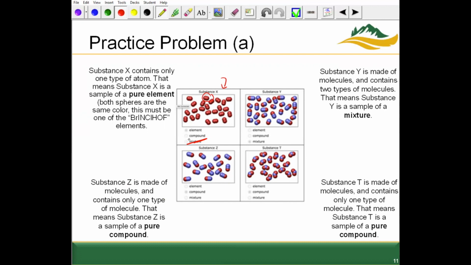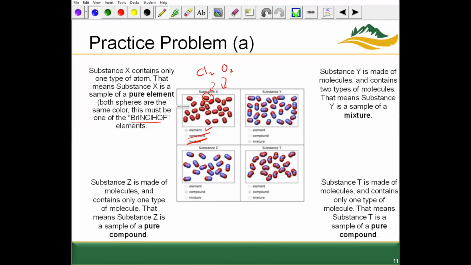So from that, we can also cancel out compound. That leaves us just an element. More specifically, though, based on what you just learned, that element here is definitely going to be one of the Brinkelhoff elements. And remember, these Brinkelhoff elements in their natural state will exist as these diatomics. So this could be chlorine, this could be oxygen. It's definitely one of the Brinkelhoffs, and more specifically, it is still just an element.